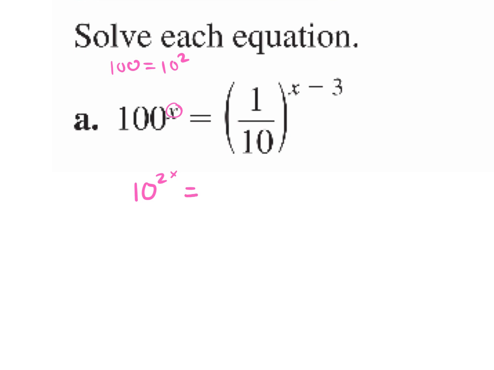Now this is equal to, now I want to make 1 over 10 be 10 to some exponent. So 1 over 10 would be 10 to what power? -1, awesome. A negative exponent turns it into a fraction. So I'm not changing the value, I'm just changing the way that it looks. So I'm changing 1 over 10 to be 10 to the power of -1 times x minus 3.